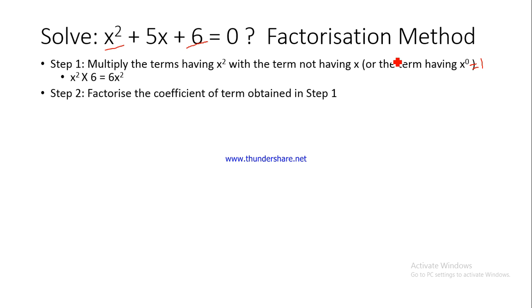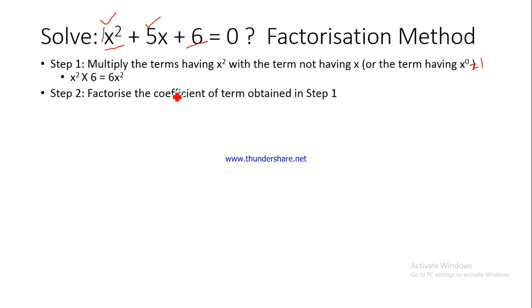Now in the second step, what you have to do is factorize the coefficient of the term obtained in step 1. Well, I told you what the coefficient is, what is there with the variable. For example, in this particular term, 5 is the coefficient, right? In x square, what is the coefficient? Can you guess? Yes, it is 1, because x square means 1x square. That is why no 1 has been mentioned. The coefficient here is 1.